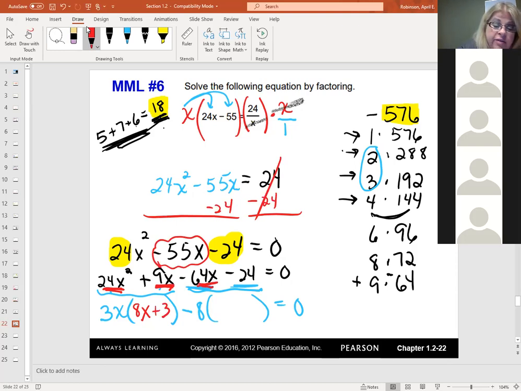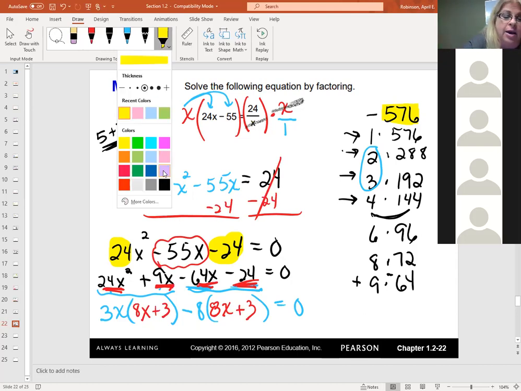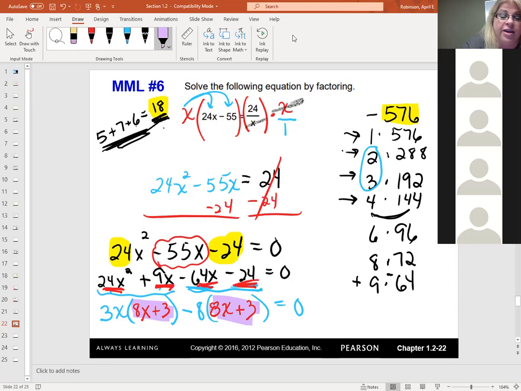Negative 64x divided by negative 8 would be a positive 8x, sorry. And negative 24 divided by negative 8 is a positive 3. I'm going to have to erase my mess over here. Do you notice that my sets of parentheses match? You would literally factor out an 8x plus 3. That's what you're factoring out. So one factor is the matching 8x plus 3.